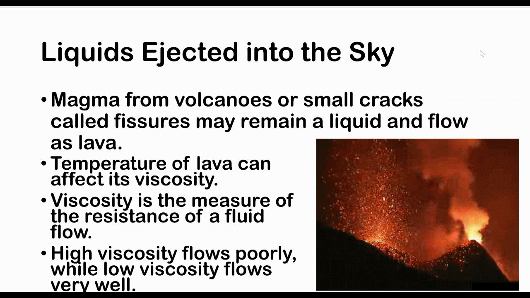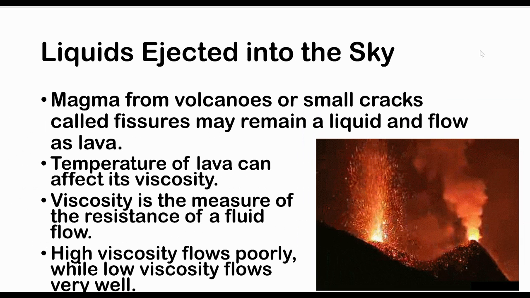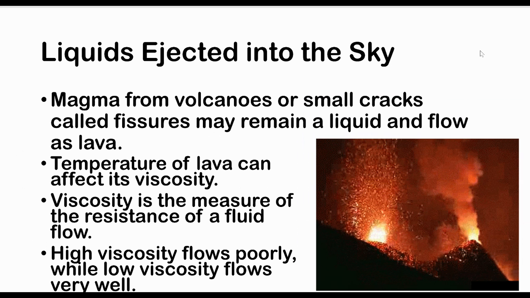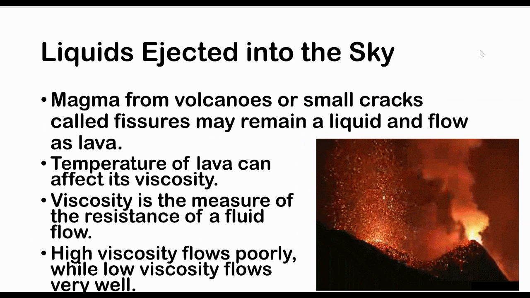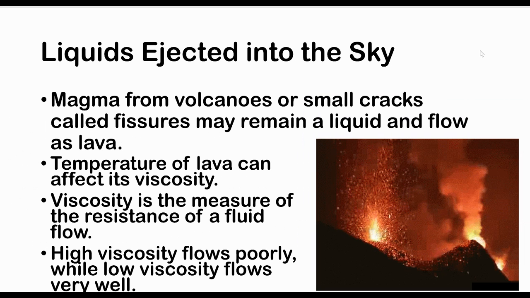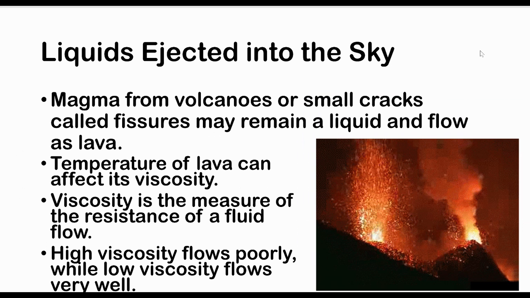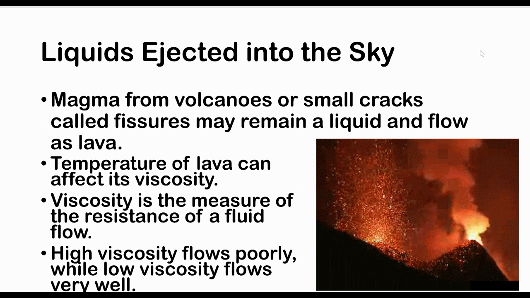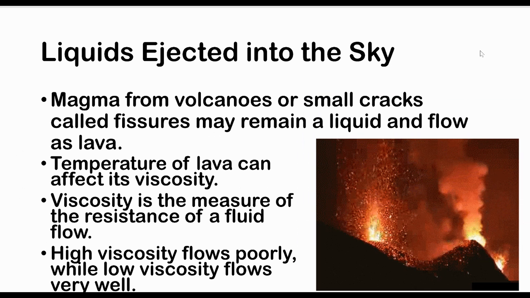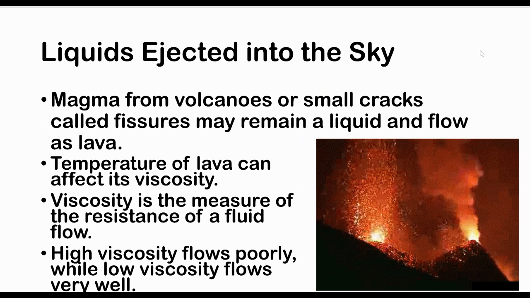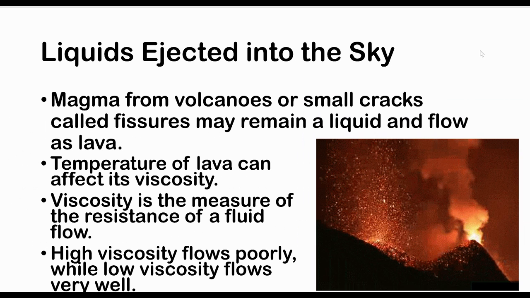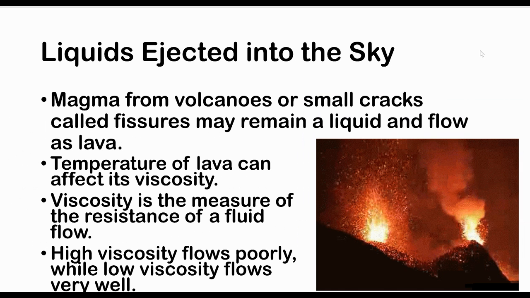Magma from volcanoes or small cracks called fissures may remain liquid and flow as lava. So this fissure, this crack that's right there in the earth, can just flow and it remains liquid. Temperatures can affect the viscosity of lava. And remember that viscosity is the measure of the resistance of a fluid flow.